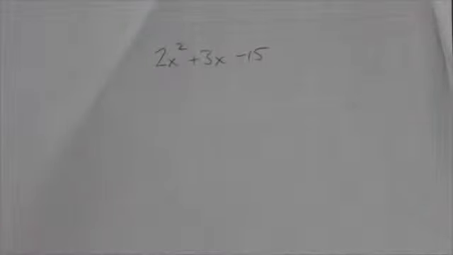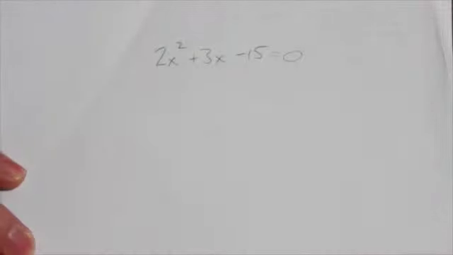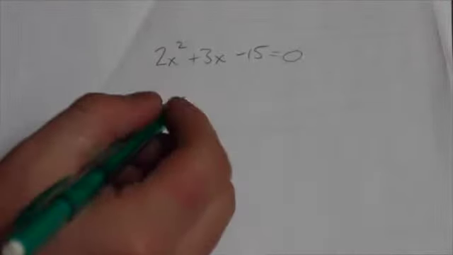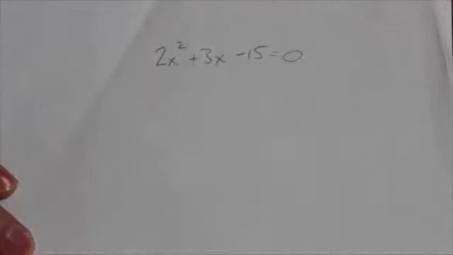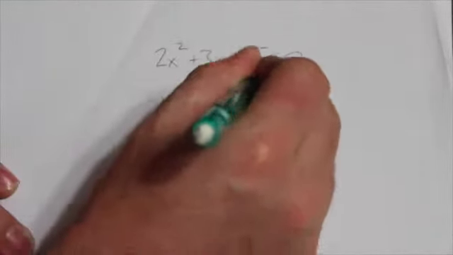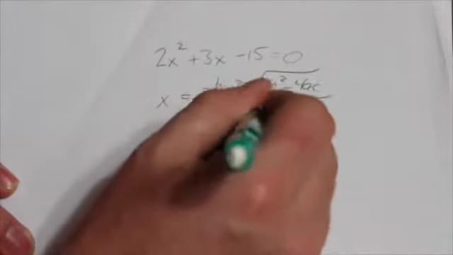Okay, hi everybody. I'm going to show you really quickly how to use an interesting feature on your calculator. We're just going to quickly solve here 2x squared plus 3x minus 15. And what I'm going to do here is use the quadratic formula. Now we know that the quadratic formula is x equals negative b plus or minus the square root of b squared minus 4ac all over 2a.